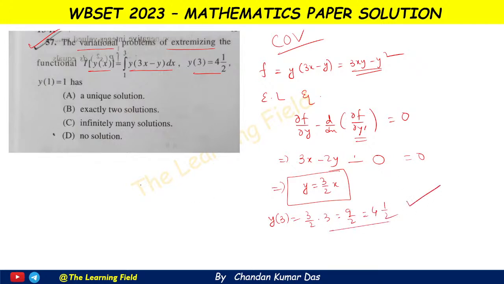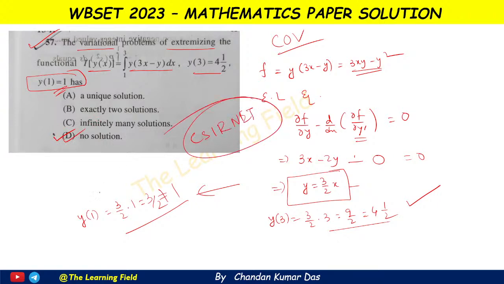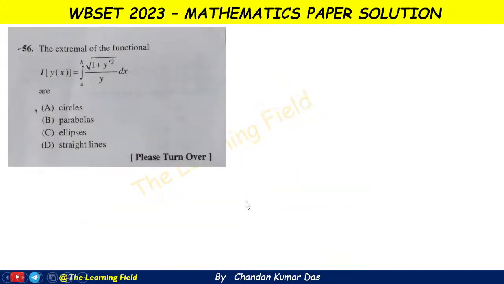So this is correct. But if we put y of 1, that is y equal to 1 in this equation, then this gives what? y at 1 is equal to 3 by 2 into 1, this is equal to 3 by 2, but it is given that y(1) equal to 1, so this is not 1. That means this variational problem has no solution. This is a very easy problem, and this is a question from previous year of CSIR NET. Now going to the next question.